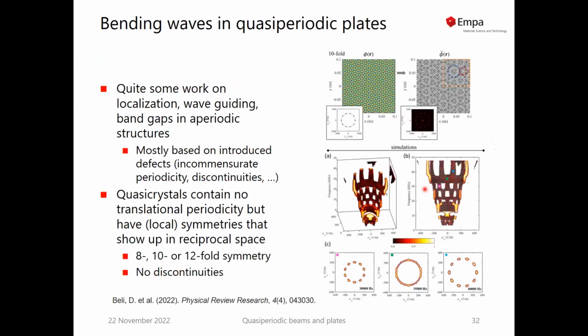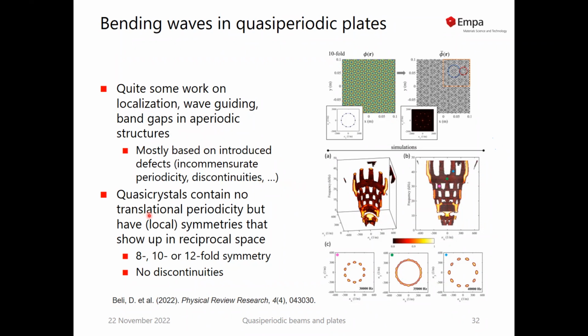So this is about the beams. Now we go to plates. And once again, Massimo Rozzeni, but also Danny Torrent have done a bit of work in aperiodic plates and quasiperiodic plates in the recent past, the last 2-3 years or so. And all this work is going in the direction of wave localization, wave guiding, band gaps in these structures.